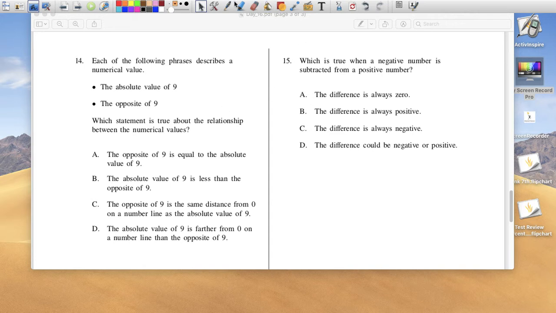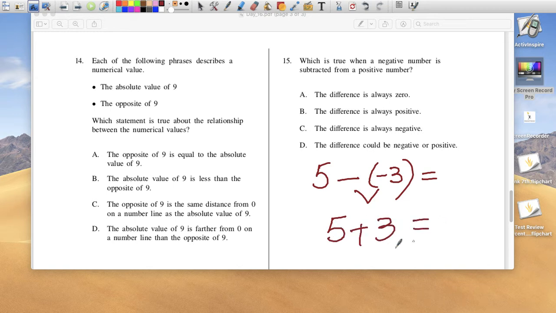15, which one is true when a negative number is subtracted from a positive number? So if I have a positive number 5 and I am subtracting a negative number, so let's pick A, so if I have a positive and I subtract a negative number from that positive, so what happens to these two? Well, it becomes positive, right? So that eventually turns into something positive. So the answer, it's always going to be positive.